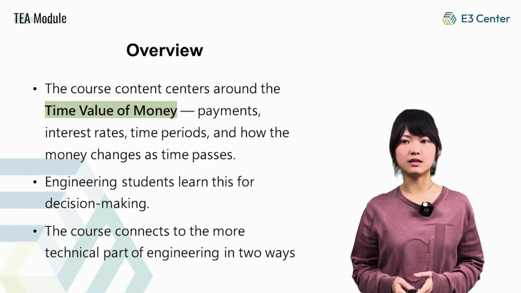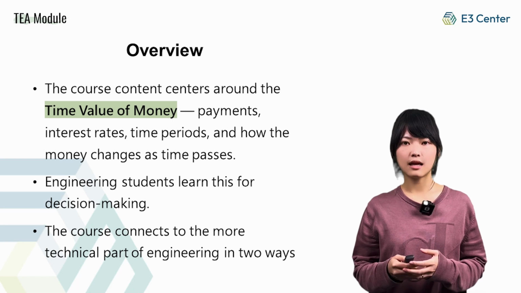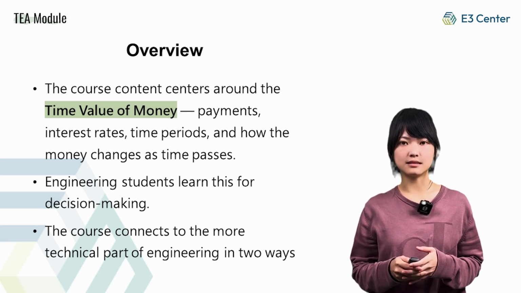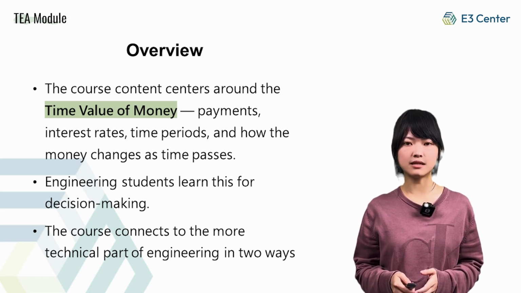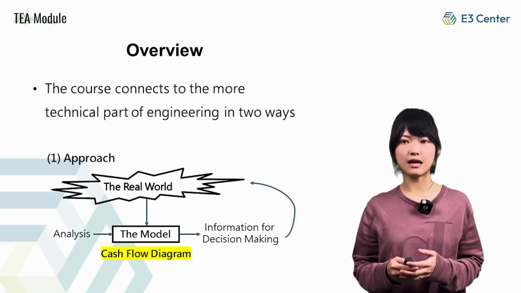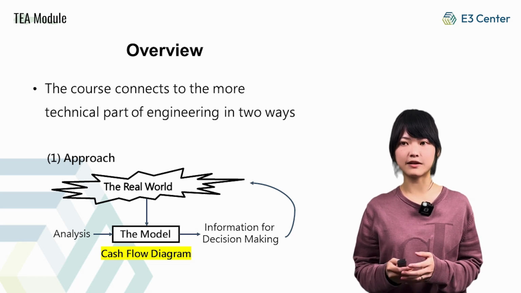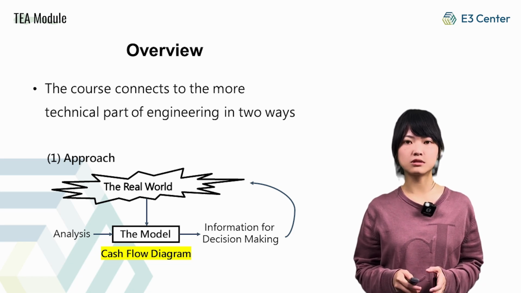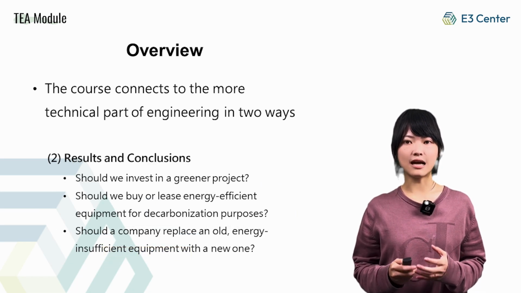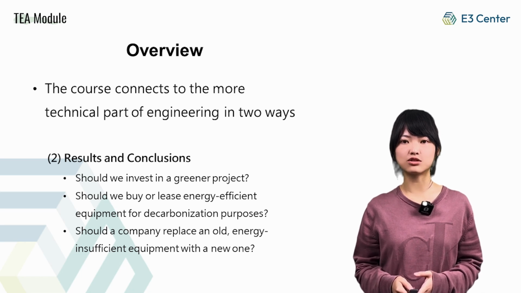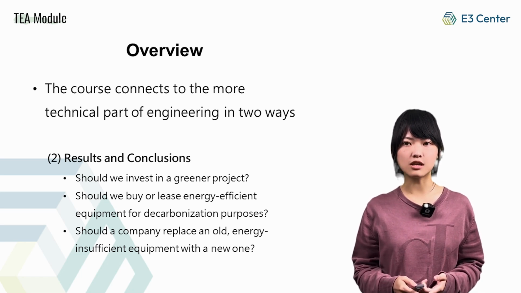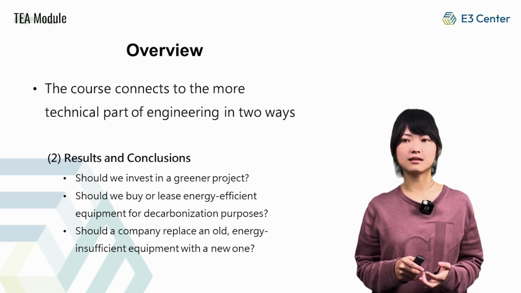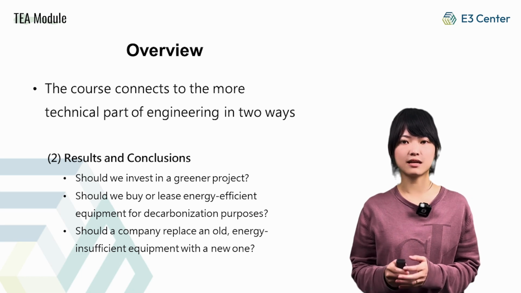The time value of money includes how payment, interest rate, and the periods influence monetary value over time, which is an essential consideration for decision-making in engineering. The cash flow diagram not only simplifies complex financial data, but also bridges the gap between the theoretical models and real-world applications. Such a diagram helps answer critical questions such as whether to invest in greener projects, lease versus buy decision for more energy-efficient equipment, and consideration for replacing outdated technologies.